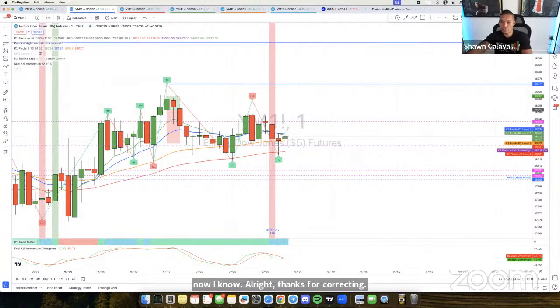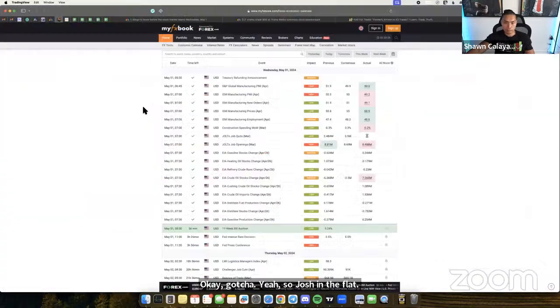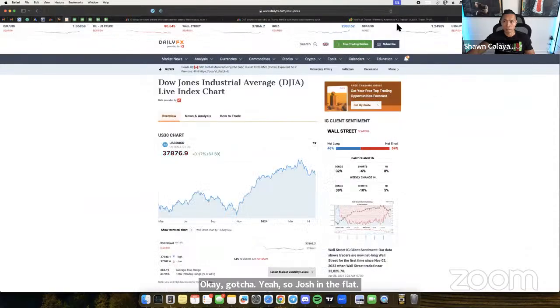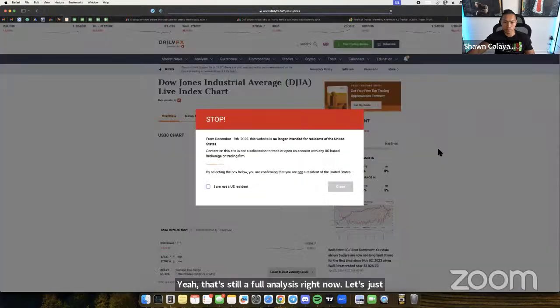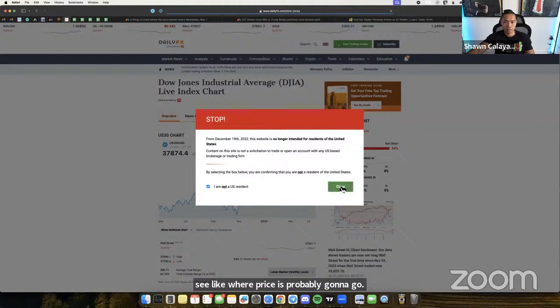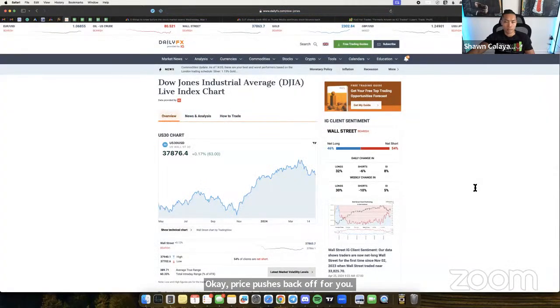Okay, gotcha. Yeah, so Josh didn't flatten yet. Here, let's do a full analysis right now. Let's just see where price is probably going to go. Hoping price pushes back up for you. I think it will. It's just probably going to be a matter of time. So it's probably going to happen a little later, maybe closer to 8, maybe closer to 9.